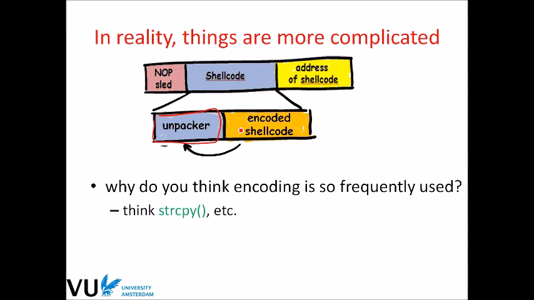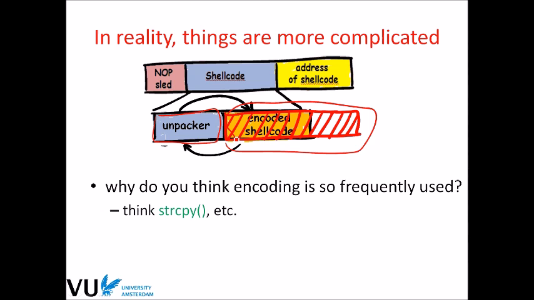What the unpacker will do is read the encoded shellcode and then write the actual shellcode that it wants to execute. So it's like an encryption routine. It reads the encrypted data and writes the decrypted data, so that eventually it produces the actual shellcode that the attacker wants to execute. All that you need to remember is that there is some encoding in place. Now, why do you think encoding is so frequently used?